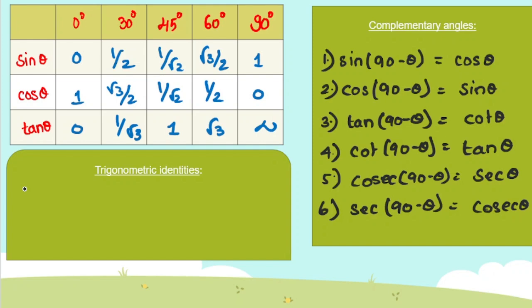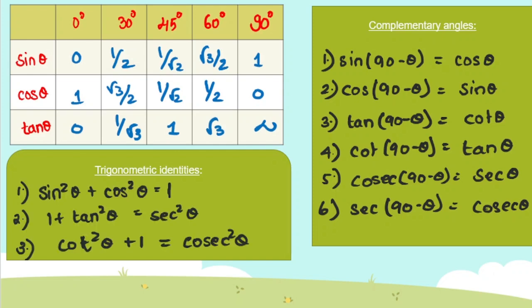Then talking about the trigonometric ratios, a very important thing is sin square theta plus cos square theta is equal to 1. This is the most important formula. You are going to use this formula not only here, in your higher classes also you will be using this formula. So it is a really important formula. And number 2, 1 plus tan square theta is equal to sec square theta. Cot square theta plus 1 is equal to cosec square theta.